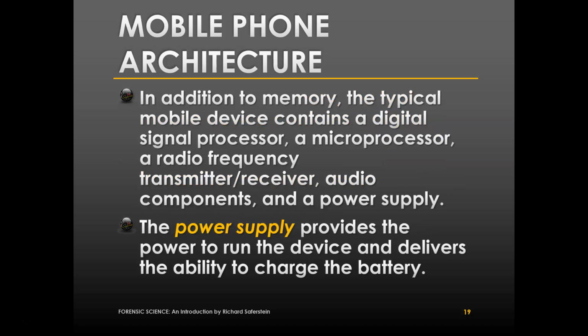In addition to memory, the typical mobile device contains a digital signal processor, a microprocessor, a radio frequency transmitter receiver, audio components, and a power supply. The power supply provides the power to run the device and delivers the ability to charge the battery.